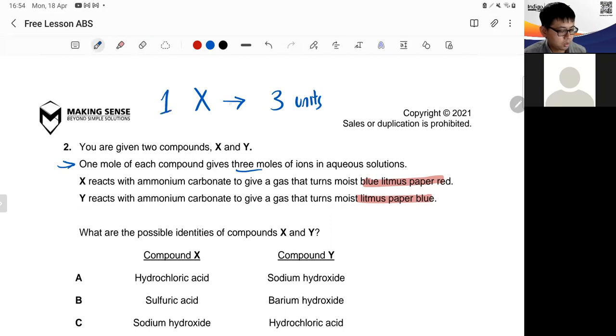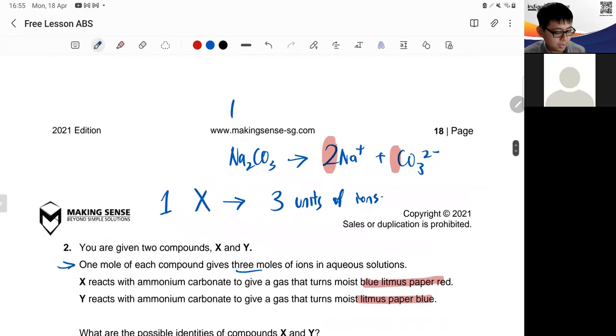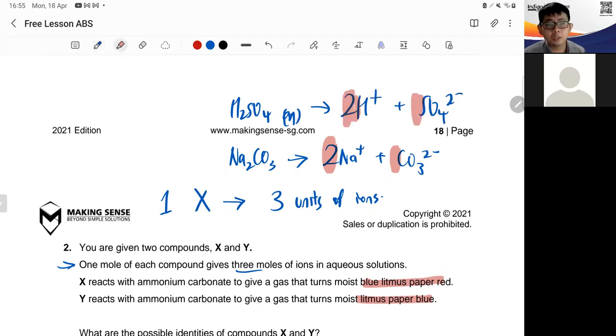One unit of this, 3 ions. Case in point, let's say I give you sodium carbonate. 1 of this, if I dissolve it in water, it can give you 2 of the sodium and 1 of the carbonate. This is what I mean by 3. In the same vein, sulfuric acid, when dissolved in water, is able to give me 2 of this and 1 of this. That is what I mean by 3. But of course, if you have learned more already, then this will make even more sense to you.